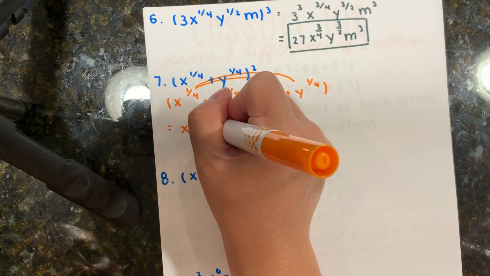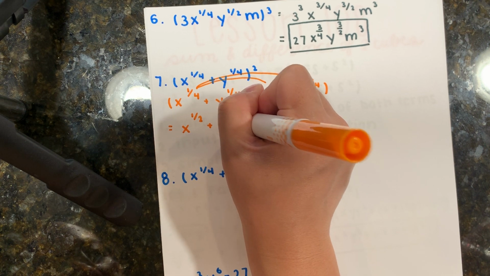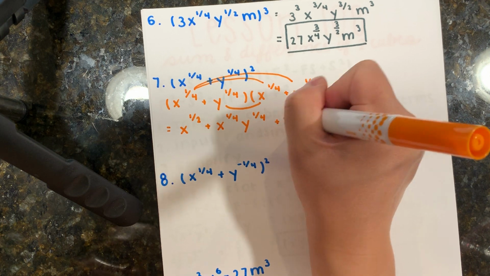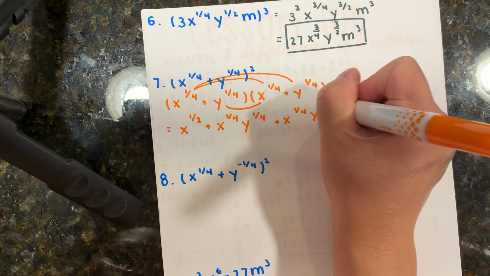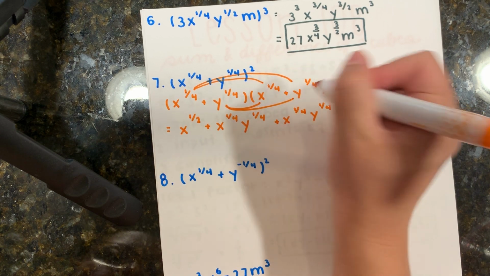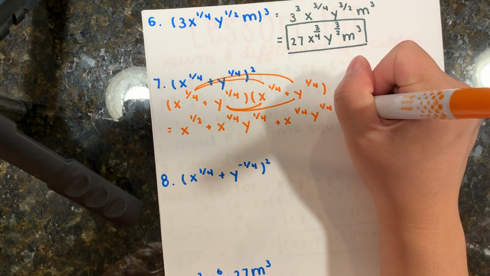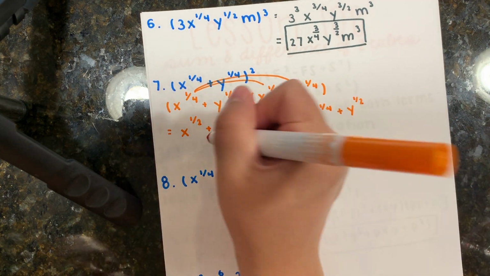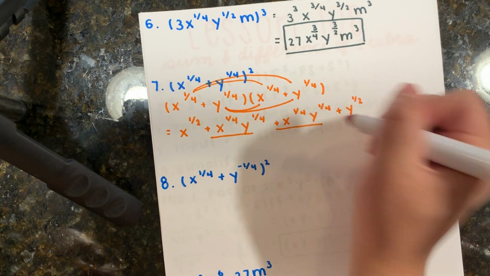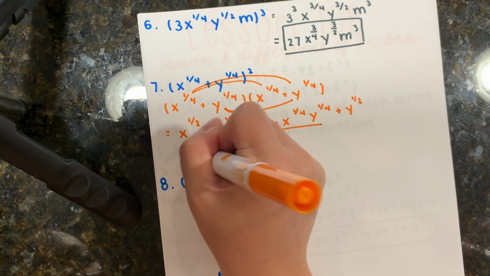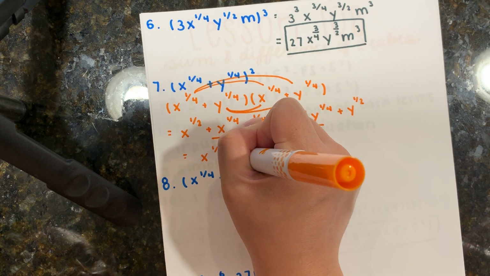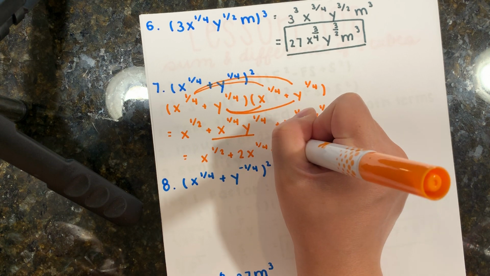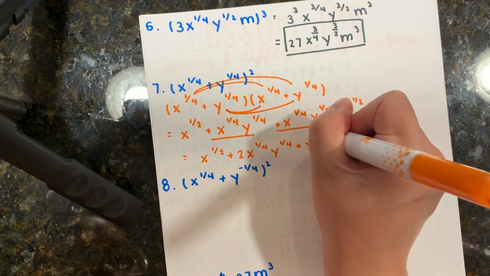Now I have x to the 1/4, y to the 1/4. My two middle terms would be x to the 1/4, y to the 1/4, and then y to the 1/4 plus y to the 1/4 again would be y to the 2/4, which is 1/2. Now lastly, you just want to combine your two middle terms. So your result is going to be x to the 1/2 plus 2x to the 1/4, y to the 1/4 plus y to the 1/2.